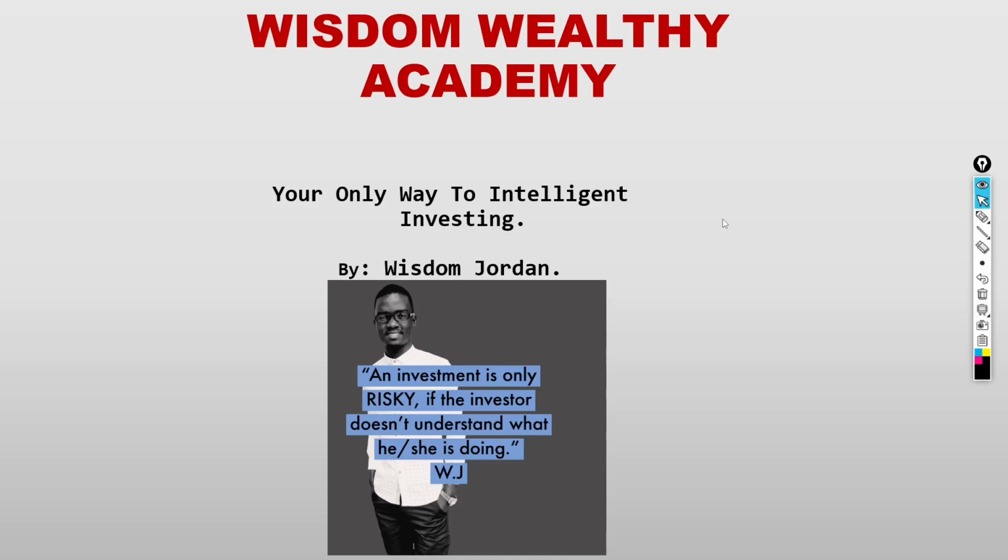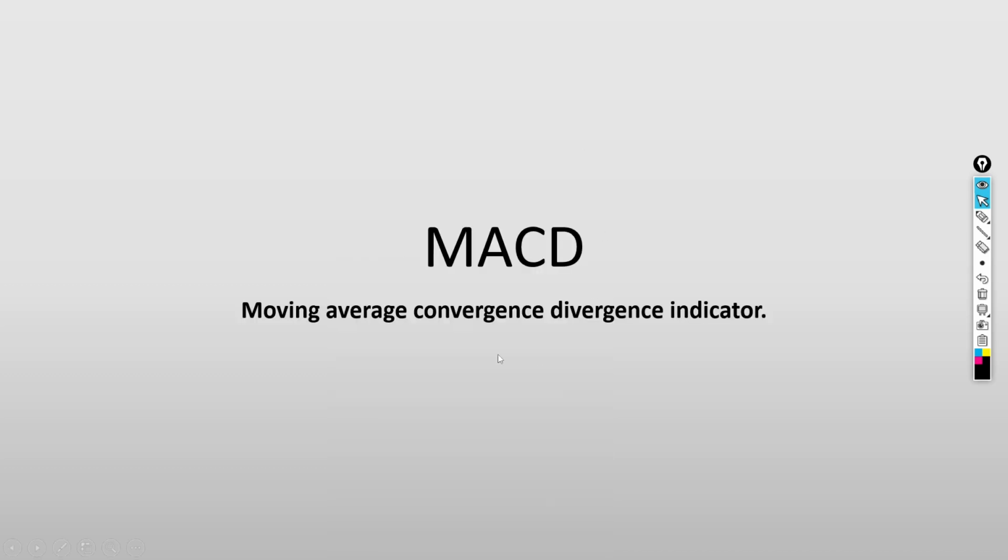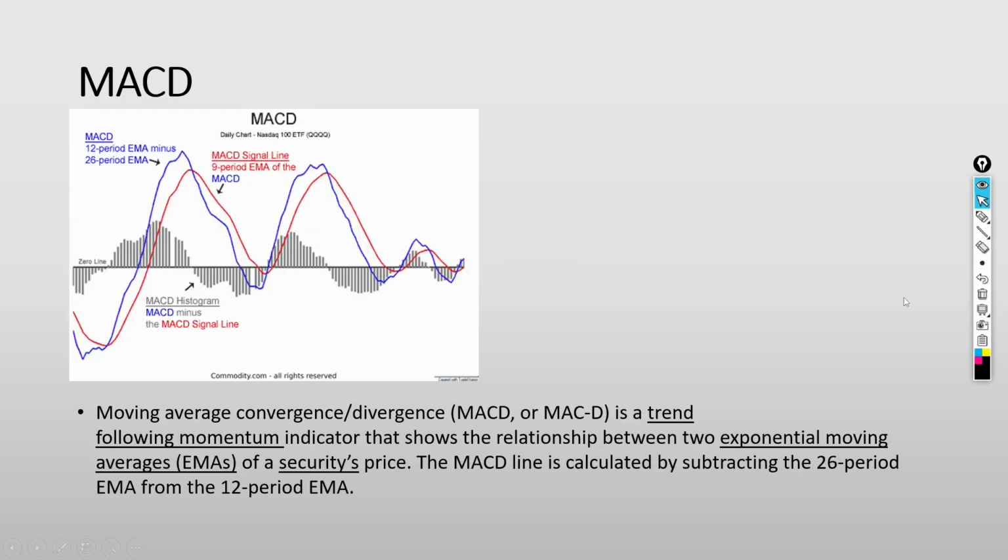So hi everyone, it's Wisdom Jordan right back here, and in this lesson we want to be looking at the MACD. The MACD is a short version of moving average convergence divergence indicator. So in this video we shall be covering the MACD, or the moving average convergence divergence. That is how this indicator looks in general.